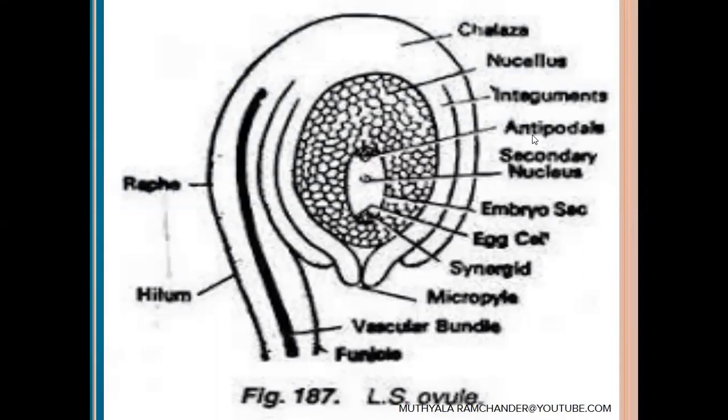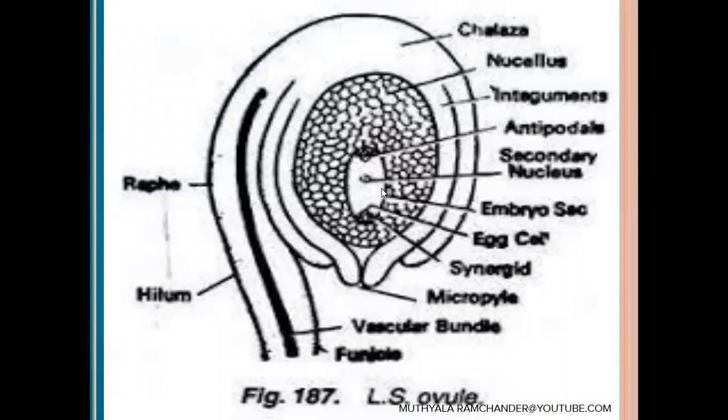And 3 haploid cells are present at the chalazal region of the ovule. They are called antipodals. A matured ovule contains a haploid embryo sac at the micropylar region. If that haploid embryo sac contains 8 cells, those 8 cells are arranged in a 3 plus 2 plus 3 arrangement: 3 egg apparatus cells plus 2 secondary nuclei plus 3 antipodals.